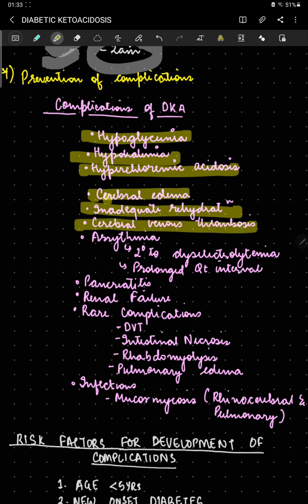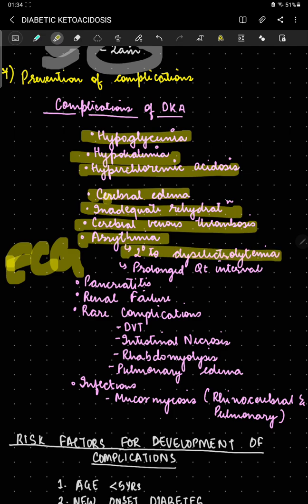So cerebral venous thrombosis. Any arrhythmia, we have to look at the ECG before even the potassium values come. We have to look whether this arrhythmia is secondary to dyselectrolemia, or it is due to prolonged QT interval that is seen in hyperkalemia.